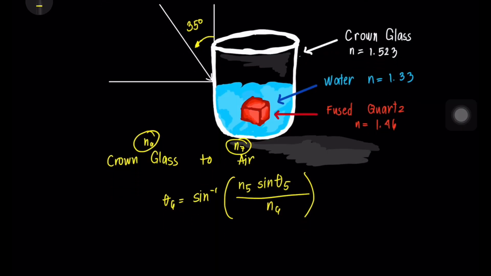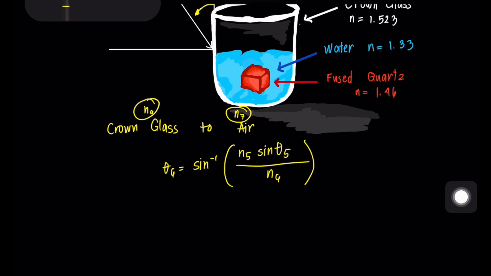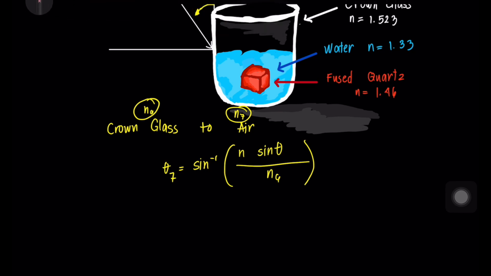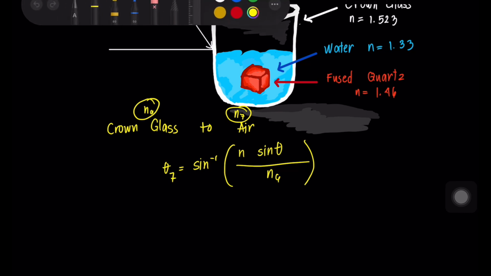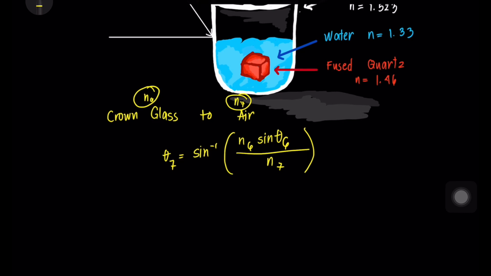And we are now here for the last part, that is when light is now traveling from ground glass back to the air. So we use the same formula, and then just like in the previous steps, we erase the theta sub 6, change that into theta sub 7, erase the n sub 5 and theta sub 5, then change that into n sub 6 and theta sub 6. We erase n sub 6 and then we change that into n sub 7.